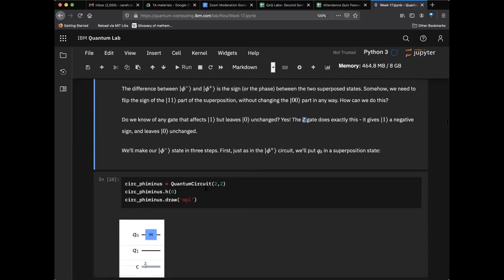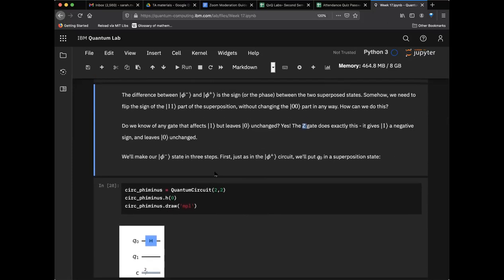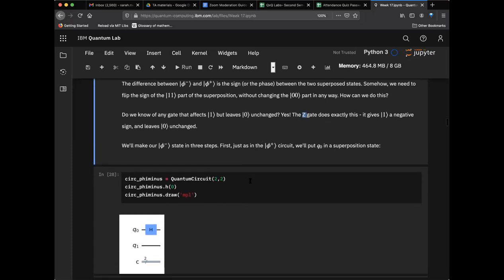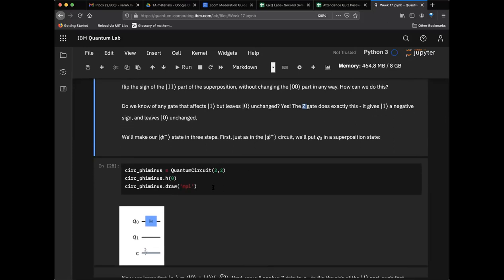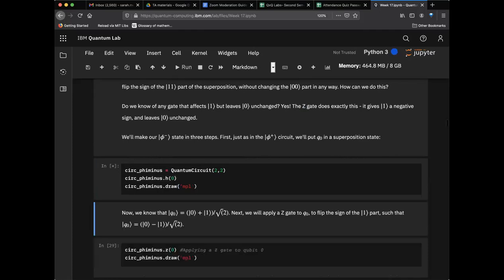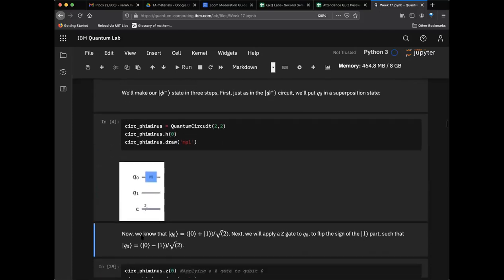To do this, we're going to start by putting our 0th qubit in a superposition state. That's what we're doing here. We're creating our circuit for our phi minus state. We are initializing a circuit with 2 quantum bits and 2 classical bits. Then we're applying the Hadamard gate on qubit 0, and then we can draw that and see what we get out.